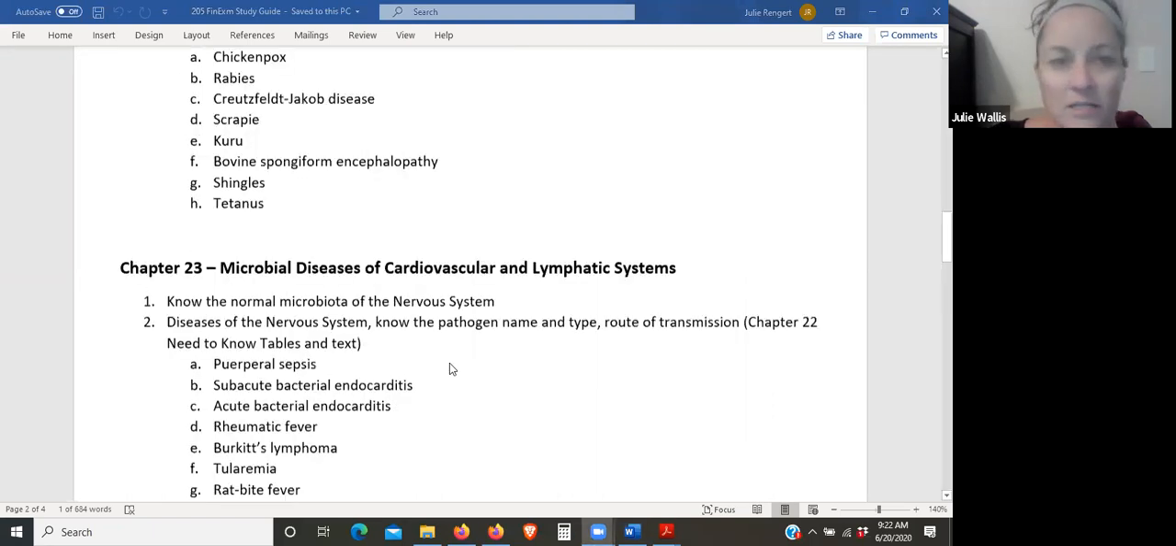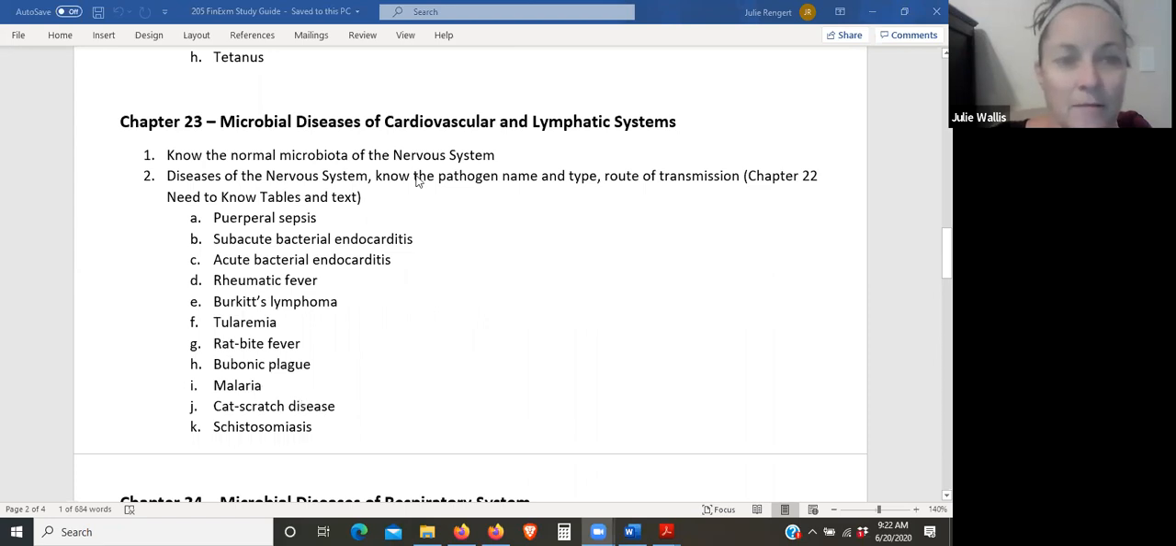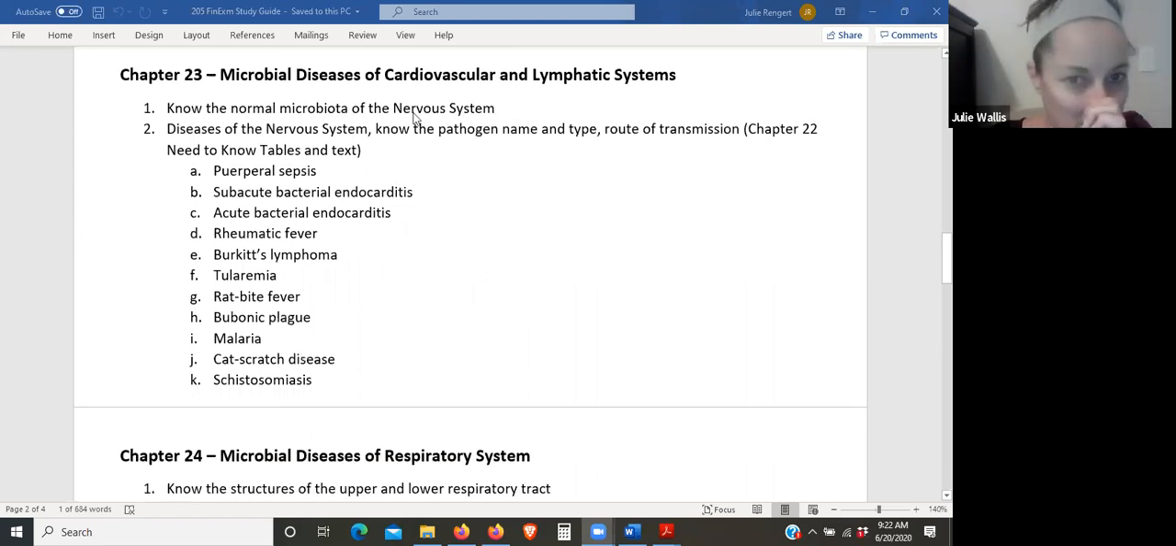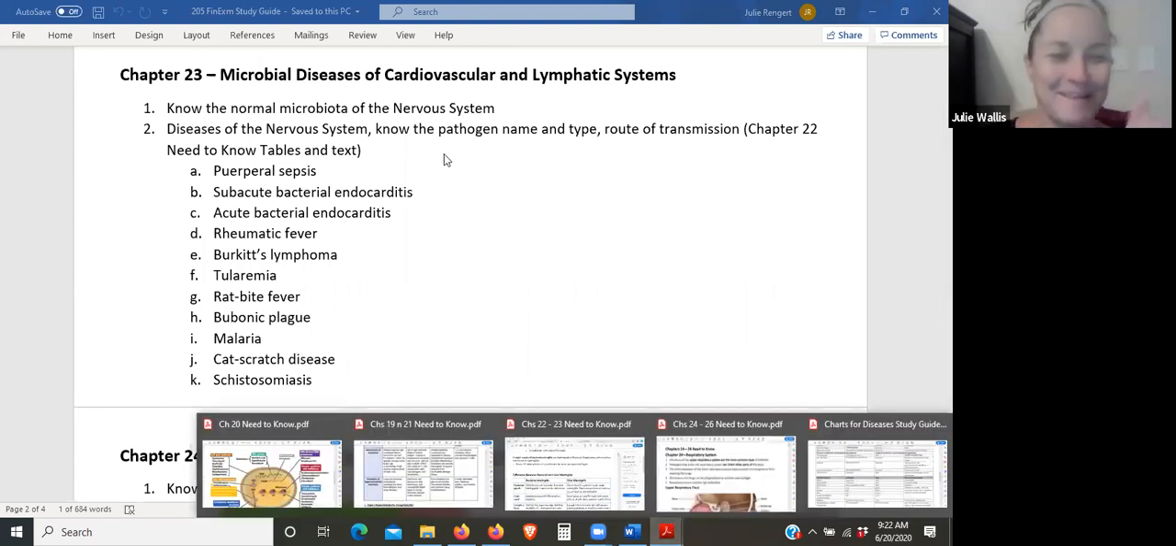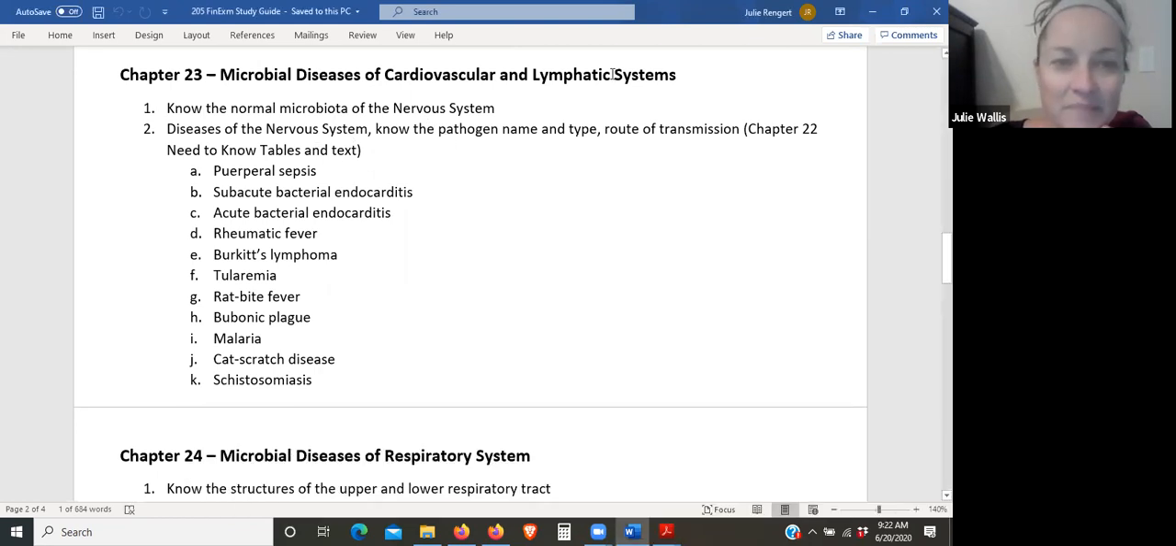All right, and then chapter 23, normal microbiota of the nervous system. I actually don't think there is any normal microbiota of the nervous system, so I think I just copied this through the chapters. Diseases of the nervous system. Oh, you know what? I did copy it and I forgot to change it. This should say cardiovascular and lymphatic systems.